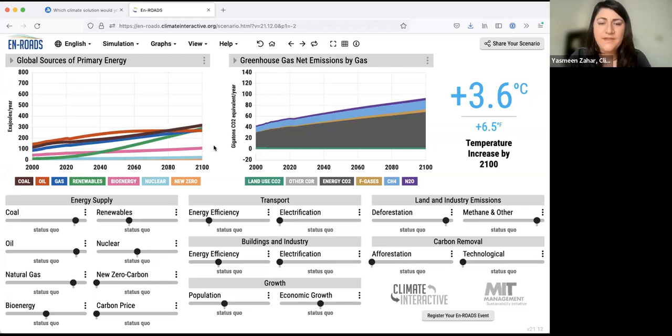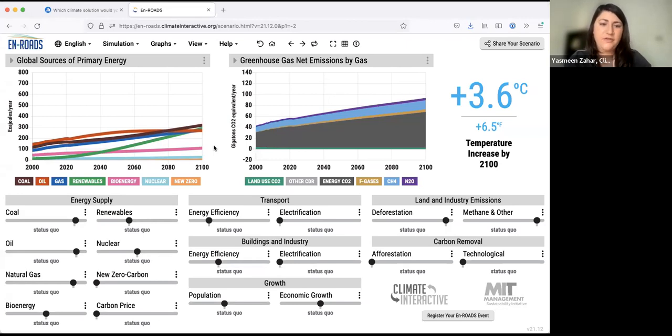I'll just share my screen quickly. This is the interface that we'll be looking at for most of today. This is our En-ROADS model. It was developed by our team here at Climate Interactive alongside our partners at the MIT Sloan School of Management. It's gone through many phases over almost 20 years of being worked on, and we update it every month to reflect the latest available science. It's a model that's rooted in system dynamics.